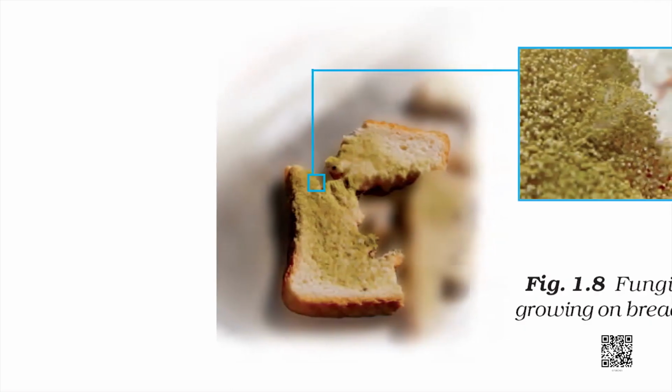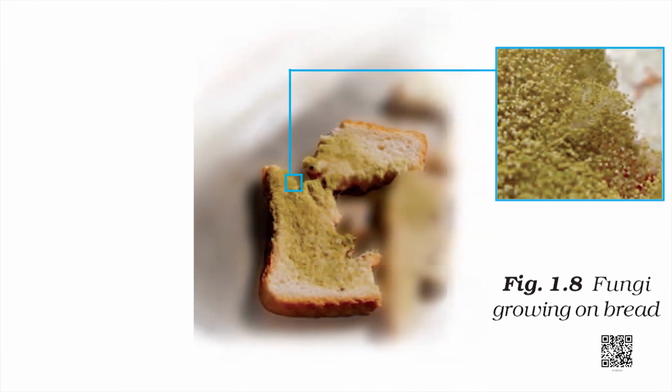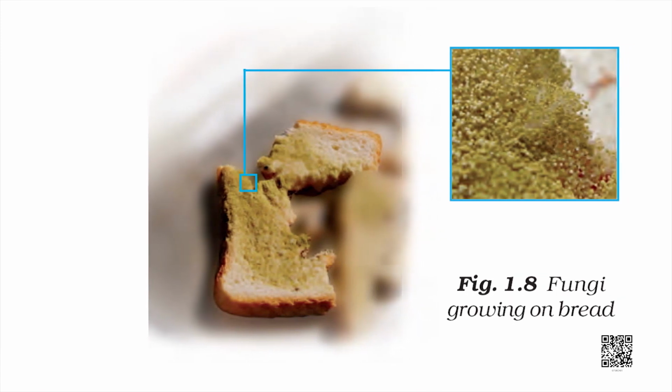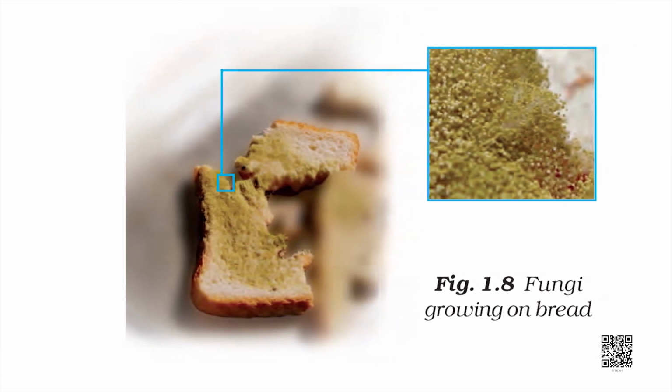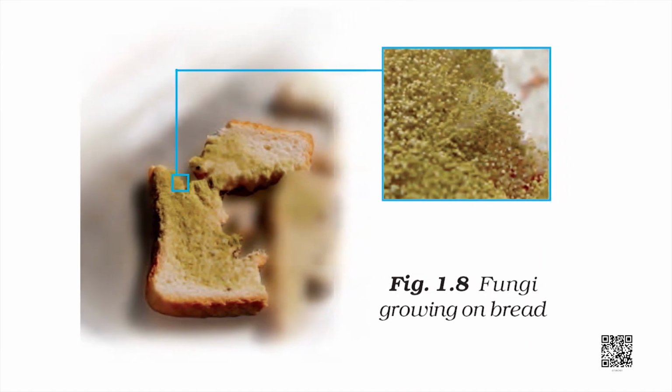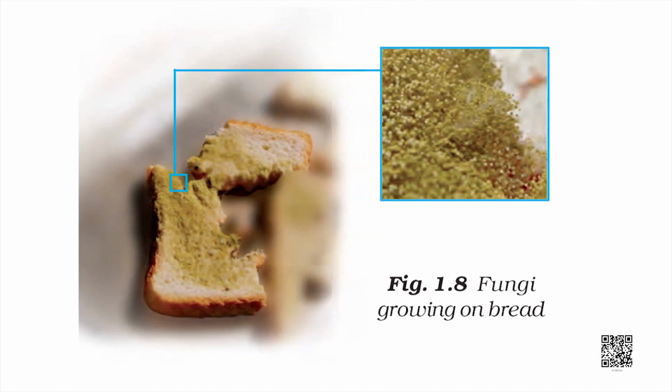We will take a piece of bread and moisten it with water. We will leave it in a moist, warm place for 2 to 3 days until fluffy patches appear on it. Refer to figure 1.8. These patches may be white, green, brown or of any other color. You can also observe these patches under a microscope or a magnifying glass. Now note down your observations.